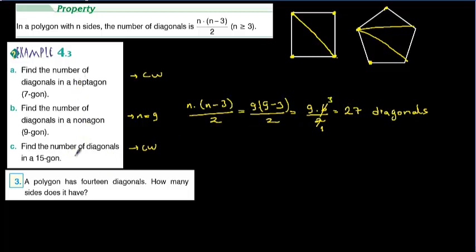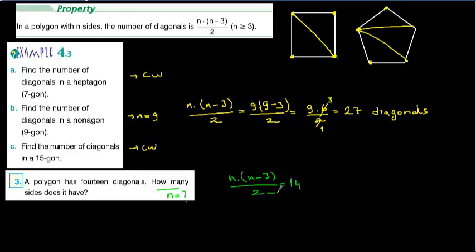Okay, the first one and C1 are going to be class work. We are going to solve them in the class. Let me solve this type of question. Here the number of diagonals is given, so the formula n times n minus 3 over 2 is equal to a number. A polygon has 14 diagonals. How many sides does it have? So it's asking for the value of n. If the polygon has 14 diagonals, the formula's result is equal to 14.